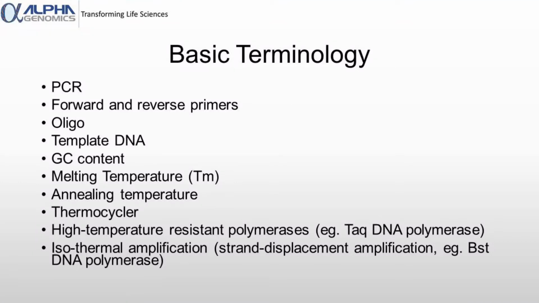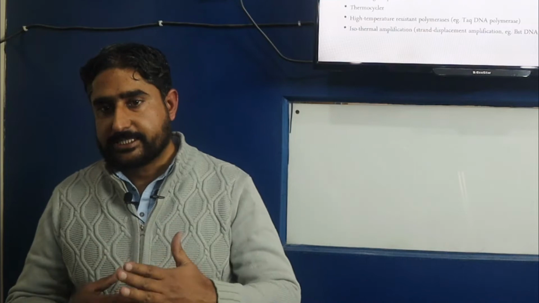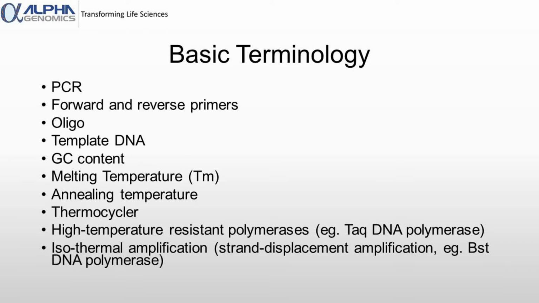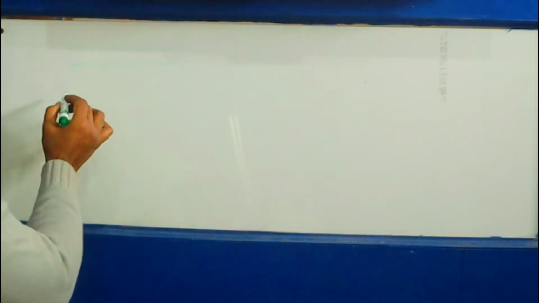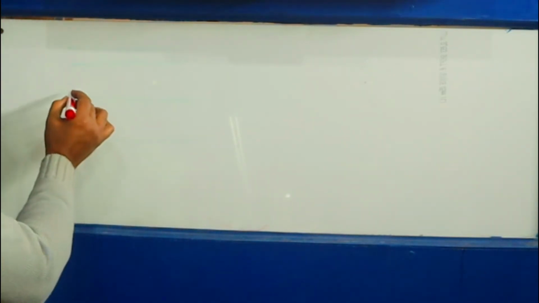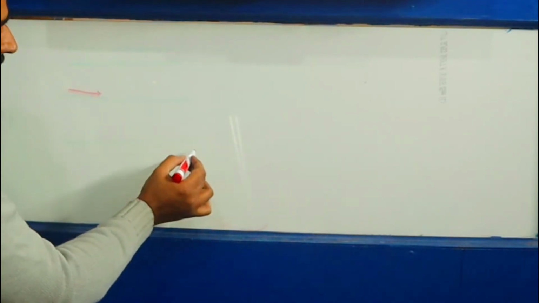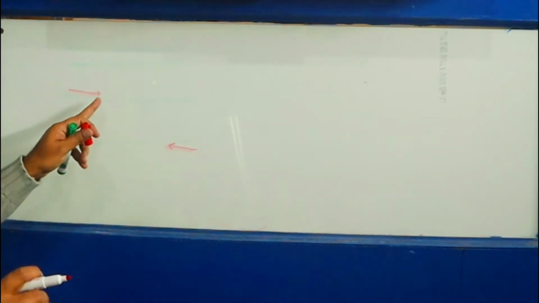Melting temperature is that temperature at which half of the primer is annealed to the single stranded DNA, and half of the primer is not annealed. For example, if we have double stranded DNA and we denature it into two strands, and we want to anneal the primers, one will be the forward primer and the other will be the reverse primer. The Tm is exactly at that point where about half of the primer will be annealed to the template strand.